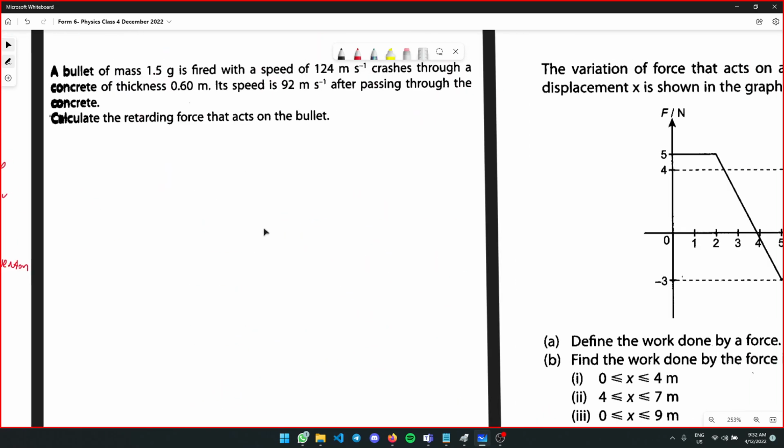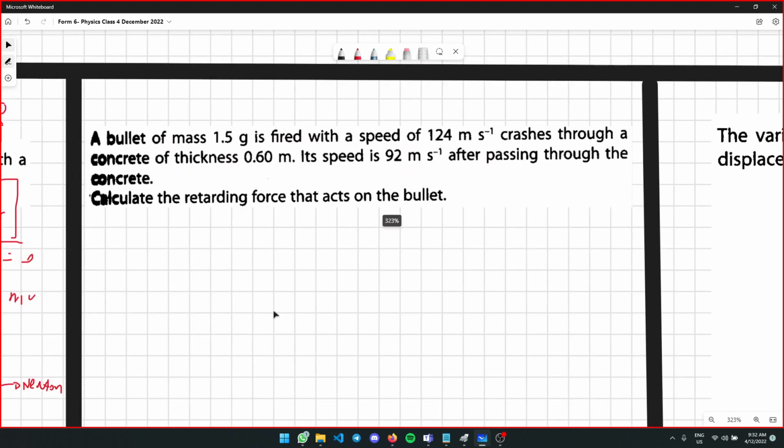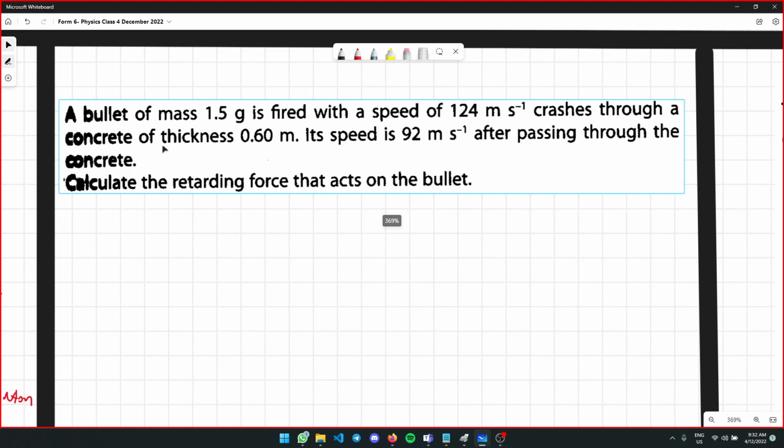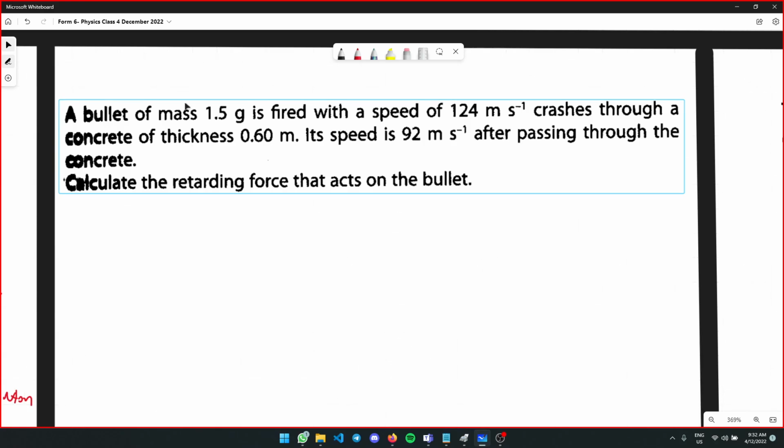Okay, let's go to the next question. Same again, bullet. A bullet of mass 1.5... I just look through the question and scan for the keywords. Bullet, mass 1.5, fired, speed 124. Concrete thickness. Why did they mention this? Let's keep that here first. Its speed is 92 after passing through the concrete.